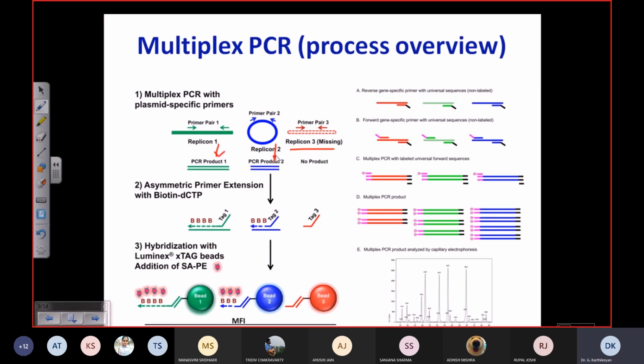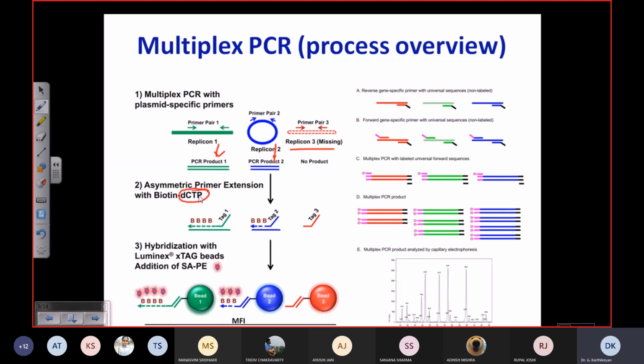Now utilizing this multiplex PCR process, we can tell the length of the replicon as well as the presence of the replicon. So how can we know that? After amplifying the product, we will tag it with several different tagging agents. Normally biotin is utilized during the amplification process. If we utilize biotin-dCTP, we are attaching biotin to the CTP.